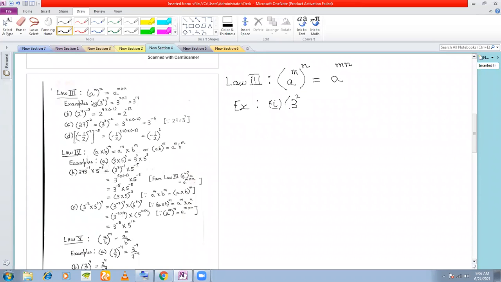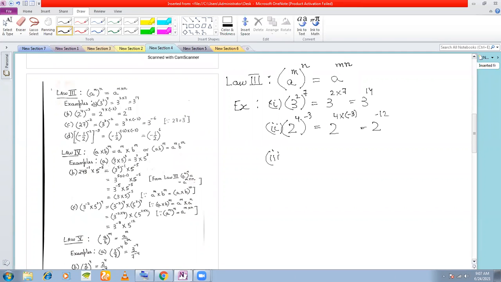Let's say you have 3 square raised to the power of 7. So you have two exponents, 2 and 7. Then you can multiply these two exponents. You have 3 to the power of 14. Next, if you have 2 to the power of 4 raised to the power of minus 3, again, 2 to the power of 4 has been raised to another power, so you can multiply these, 4 into minus 3, which is 2 to the power of minus 12.